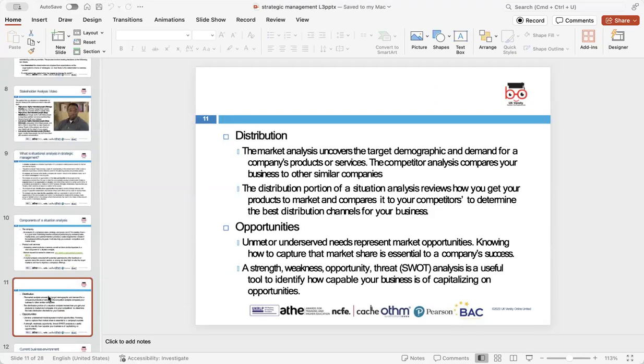Distribution and opportunities. Another critical aspect of situation analysis is distribution. This involves evaluating how a company gets its products to the market and comparing it with competitors. Effective distribution channels are vital for delivering products to the target market efficiently and cost effectively. Identifying market opportunities through unmet or underserved customer needs represents another component of situational analysis.